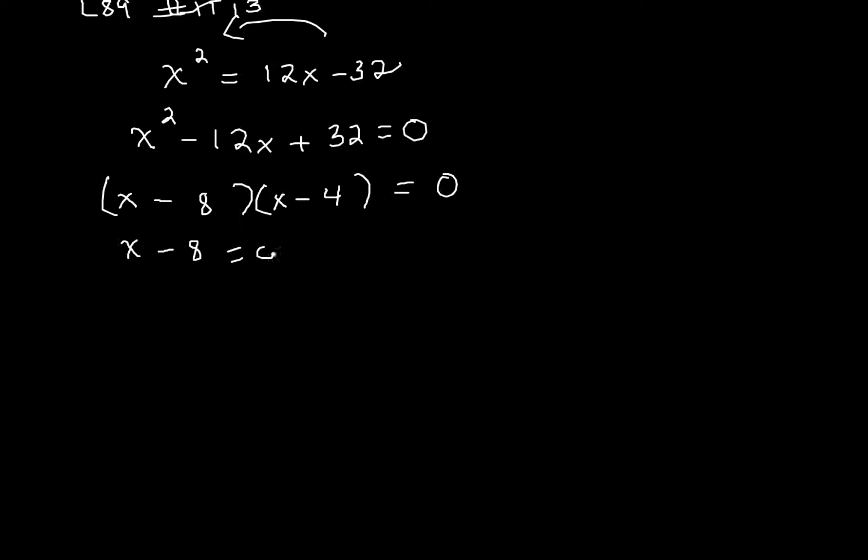x minus 8 equals 0. x minus 4 equals 0. And this session's recorded, so if you don't get any of these, you can go back and watch them. So you get x equals 8 and x equals 4.